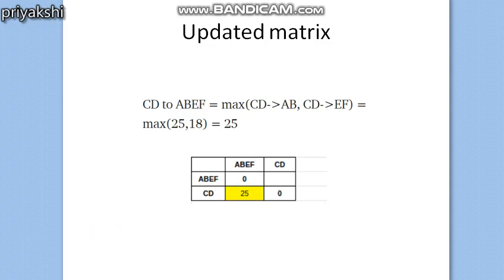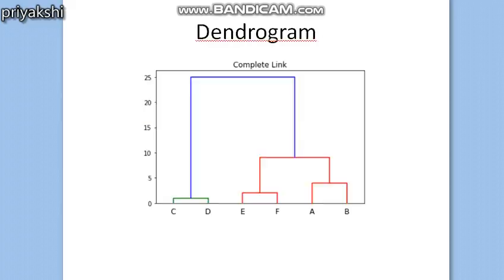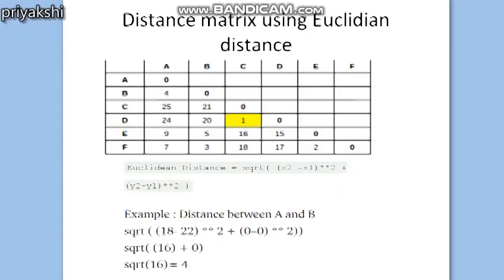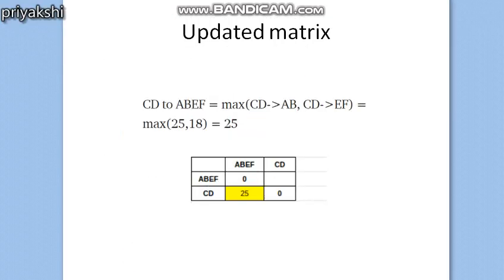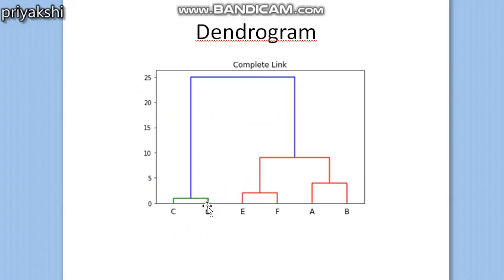So like this you can perform maximum or complete linkage hierarchical clustering by updating the values in the updated matrix, considering the maximum value between the two clusters. If you see the dendrogram here, if you see the matrix, first we are combining what? C and D with the value 1. So here C and D are combining with the value 1.